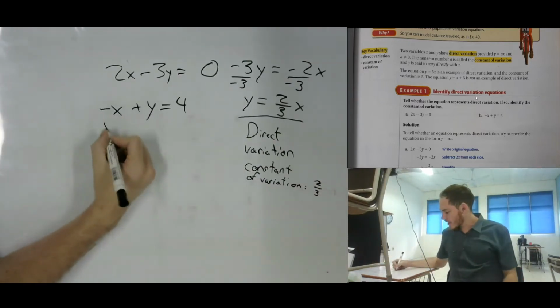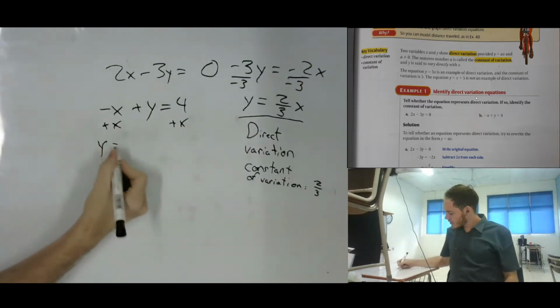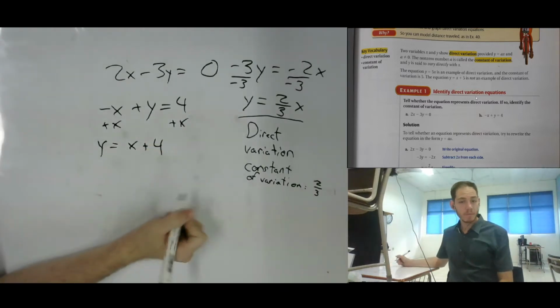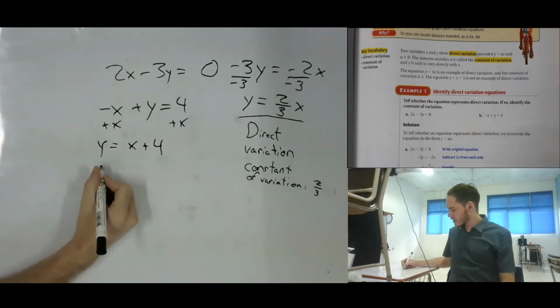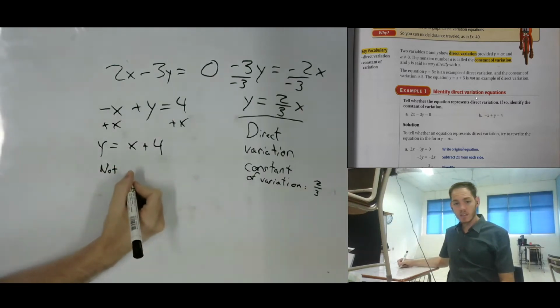Okay, what about this one? We add x to both sides, and we get y equals x plus 4. Do we have a y-intercept? Yes. So this is not direct variation.